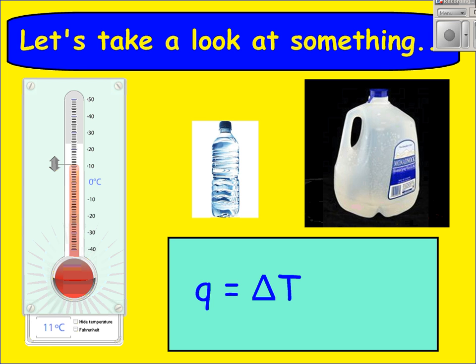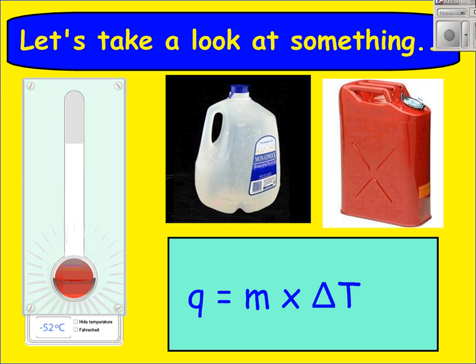You're putting the same amount of heat in. The reason is because the amount is different. You have more water in the gallon than you do in the bottle. Because the bottle has less water than the gallon, its temperature would rise higher. So there must be another factor at play than just heat and temperature. Amount must play a key factor as well. We choose to represent amount in mass. So now we get to this point right here. We know that Q equals mass times delta T.